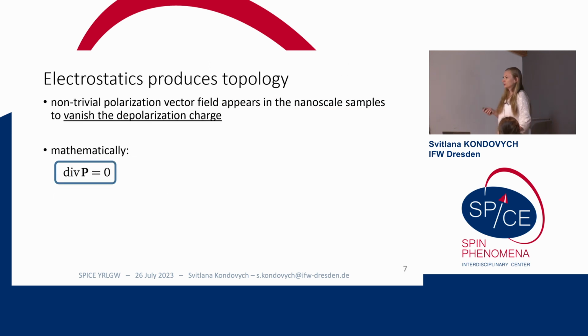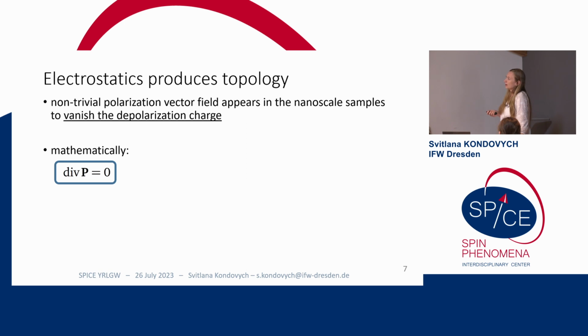And due to this property of avoiding polarization charges, many different non-uniform textures may appear depending on the configuration of the system. In nanofilms, nanoparticles, nanodots, there can be different geometries where, in order to avoid this abrupt polarization change at the surface, the system creates fancy non-uniform structures.